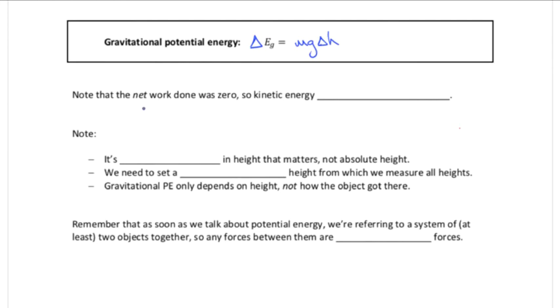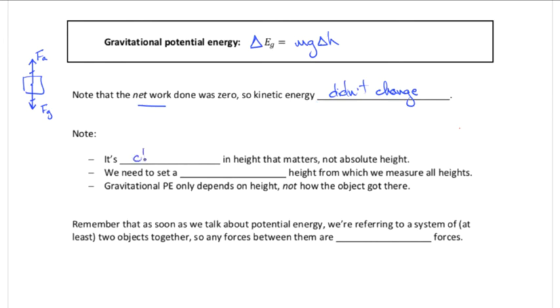By the way, note that the net work in the example above was 0. We had a downwards force doing negative work on an upwards moving object. That downwards force, the force of gravity, was equal and opposite in magnitude to the applied force. The applied force was doing positive work, pointing in the same direction as the displacement, and the force of gravity was doing negative work of exactly the same magnitude, pointing in the opposite direction of the displacement. Angle 180 degrees, cos of 180 degrees is negative 1. So the net work done was 0, and so the kinetic energy didn't change. Remember that by the work energy principle from the previous lesson, the net work equals the change in kinetic energy. No net work, no change in kinetic energy.